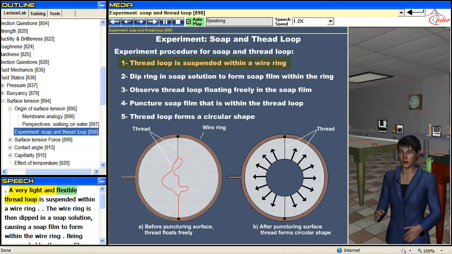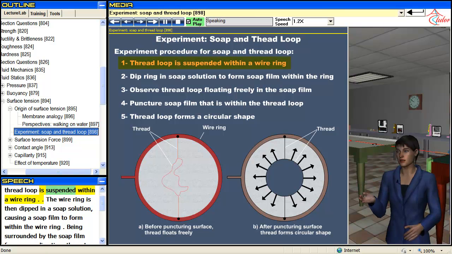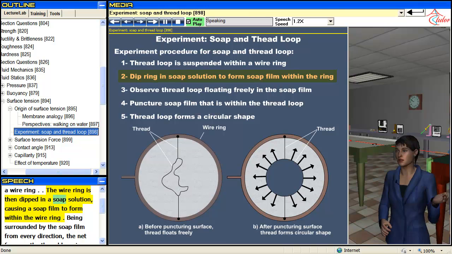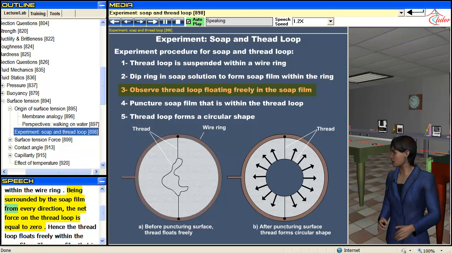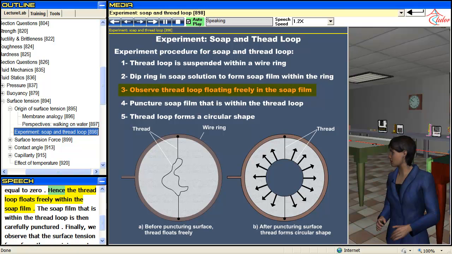A very light and flexible thread loop is suspended within a wire ring. The wire ring is then dipped in a soap solution, causing the soap film to form within the wire ring. Being surrounded by the soap film from every direction, the net force on the thread loop is equal to zero. Hence the thread loop floats freely within the soap film.